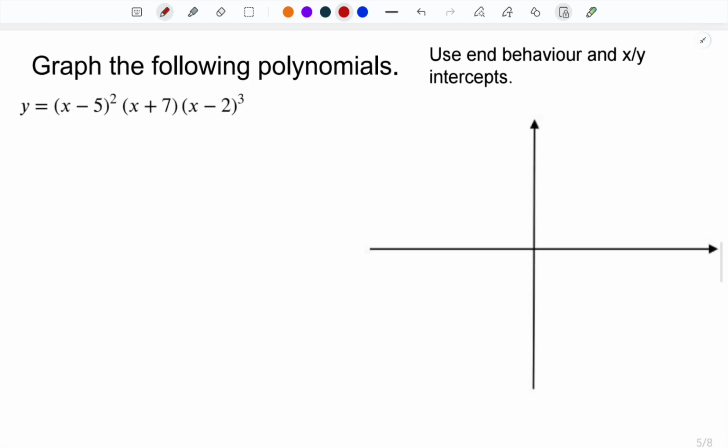So let's do this again. And I encourage you, try this one out on your own. So pause the video and then watch after you've paused the video and tried it out yourself.